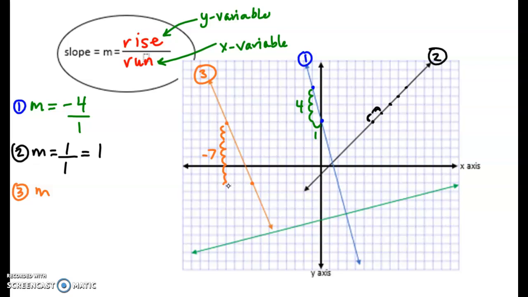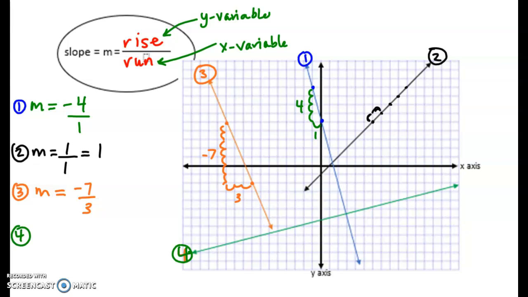And then how many over? What's the run? 1, 2, 3. 3 to the right. So we say the slope is a rise of negative 7 and a run of 3. Our last line is green. This is line number 4. Sorry, green.